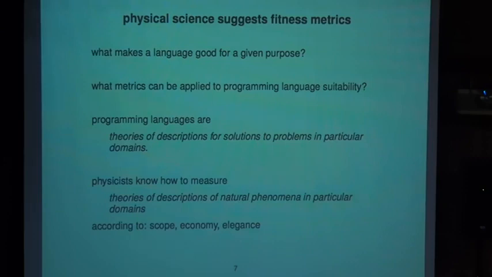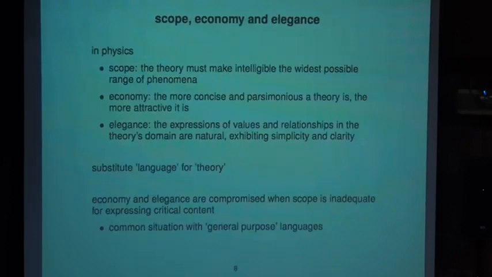for our particular problems. So if we look at scope, the physicists say that a theory must make intelligible a large number of phenomena. So the more you can grab with your single physical theory, the more successful that theory will be. Economy and elegance are kind of tied together to each other. Economy is we want to be able to write this theory in a very small equation, and elegance is we want to look at this theory and go, wow, that's beautiful. And we can substitute language for theory in here and come up with a pretty good idea of how we could measure programming languages' suitability for a certain problem or a certain domain.